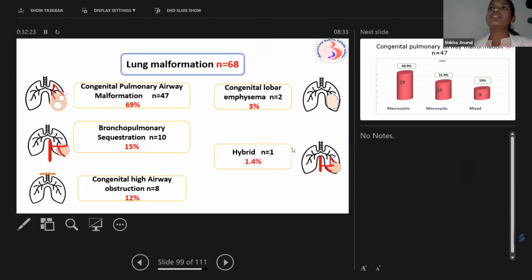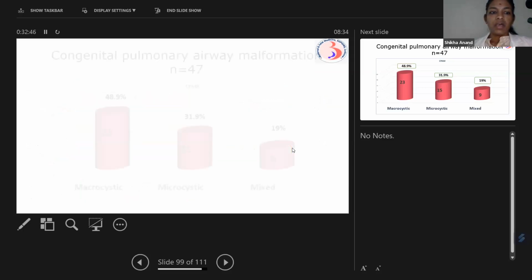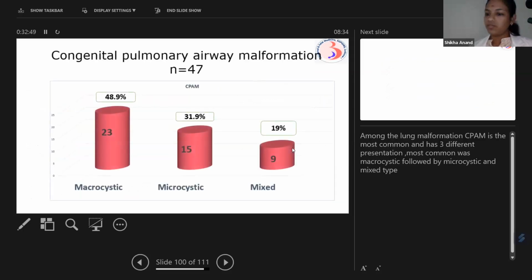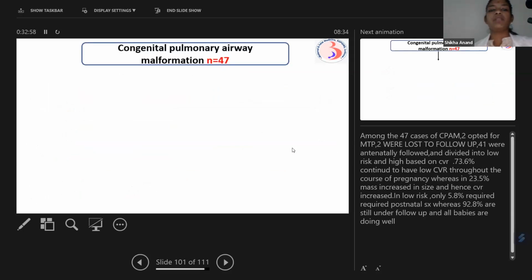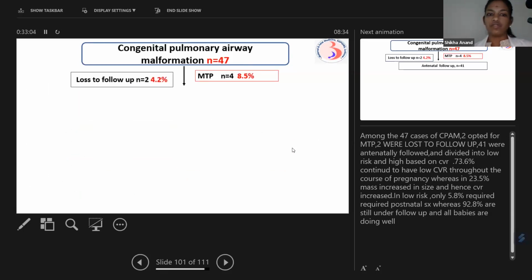Now coming to our lung malformations, there was a total of 68 cases. The most common was the congenital pulmonary airway malformation, accounting for 69%, 10 cases of bronchopulmonary sequestration, and 12 cases of high congenital airway obstruction, 2 cases of congenital lobar emphysema, and 1 case of hybrid lesion, as we have already discussed. Among the CPAM, the most common variety was the macrocystic type that was seen in 48.9%. Of the 47 congenital pulmonary airway malformation, 2 opted for medical termination of pregnancy, and 2 were lost to follow-up.